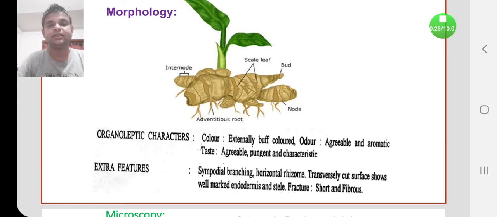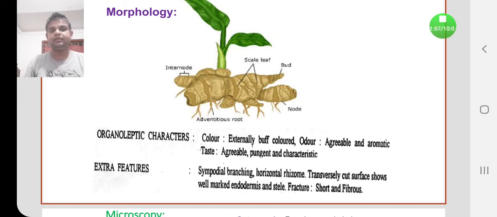As it grows below the soil, you will find adventitious roots, node, internode, scale leaf, buds, and the leaf. So all these are present in ginger rhizome. Coming to its organoleptic characters, meaning color, odor, taste, all these things. Color: externally it is buff color and internally it is yellowish in color. Odor: it is agreeable and aromatic. Taste: agreeable, pungent, and characteristic.